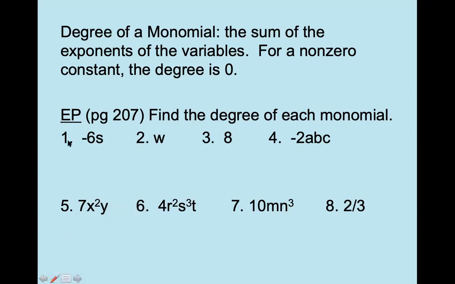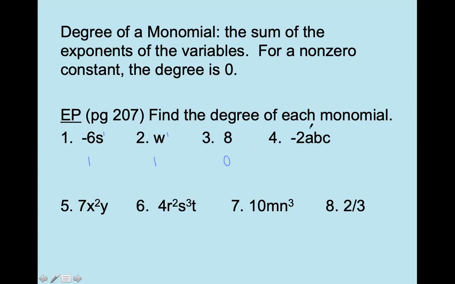All right. So on number 1, what's the degree? Well, I only have one variable here. This has an exponent of 1, even though it's not shown. That's -6x to the first. So this one has a degree of 1. Same thing here, w to the first power, degree is 1. There's no variables here, right? And it says up here for a non-zero constant, the degree is 0.